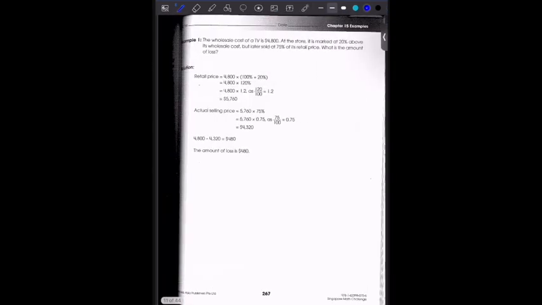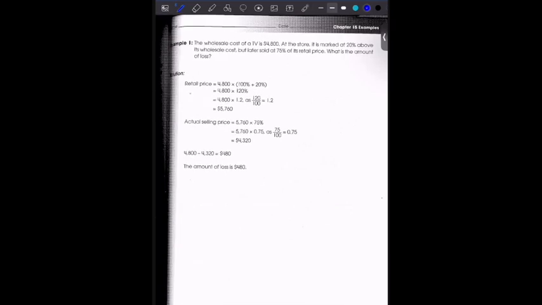And so we're going to look at the first example. It says, the wholesale cost of a TV is $4,800. At the store, it is marked at 20% above its wholesale cost, but later sold at 75% of the retail price. And so this is a multi-step question.